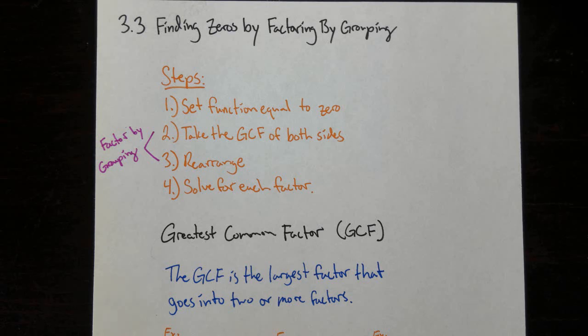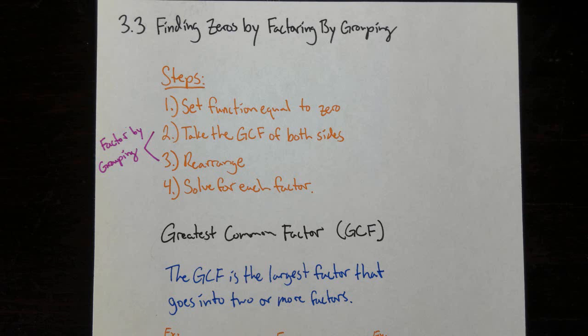So these are the steps. The first step is we need to set our function equal to 0. We want to know when it equals 0 because the y value is 0 at our roots, or at our zeros, or at our x-intercepts. So first step, set the function equal to 0.